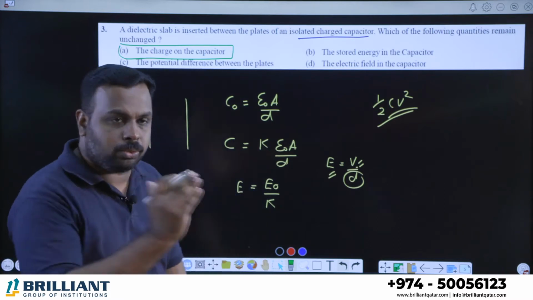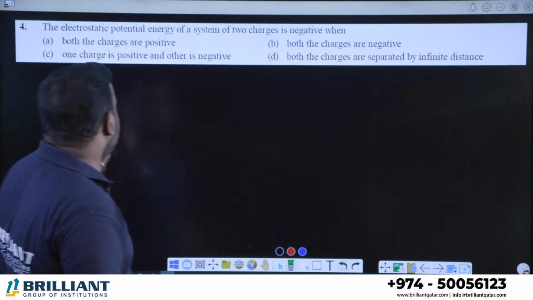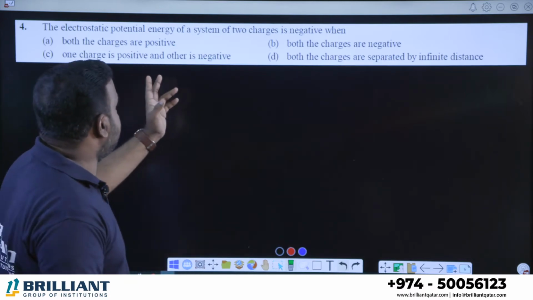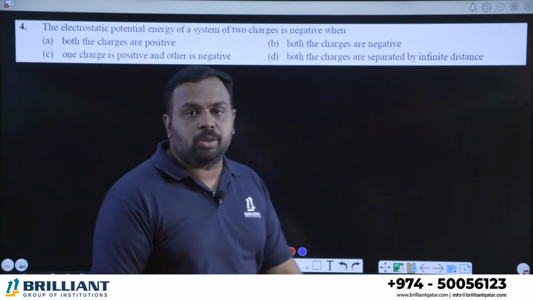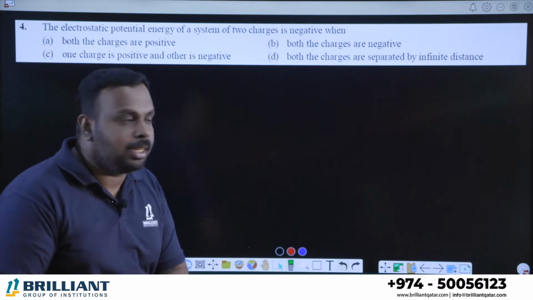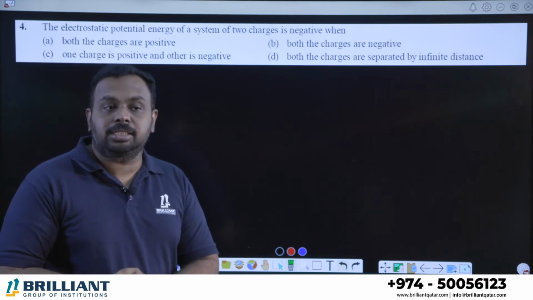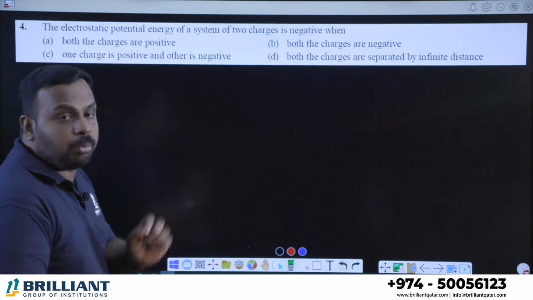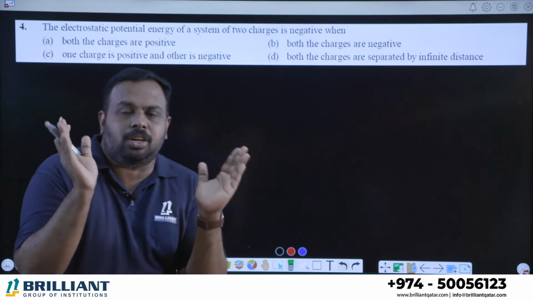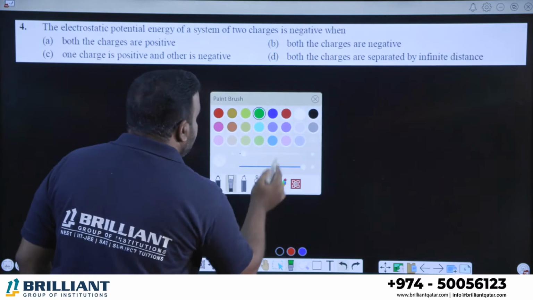Hope it is clear. So we are going to the next question, number 4. Look at this. The electrostatic potential energy of a system of two charges is negative when? Again a question from the chapter electric potential and capacitance. And you can see electrostatic potential energy of a system of two charges. So just recall the formula for electrostatic potential energy. What is the formula?